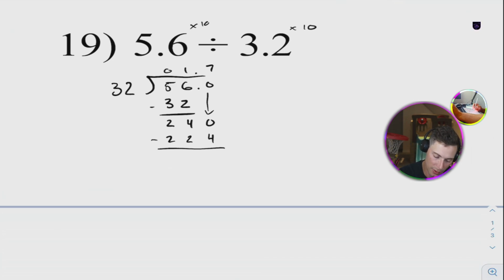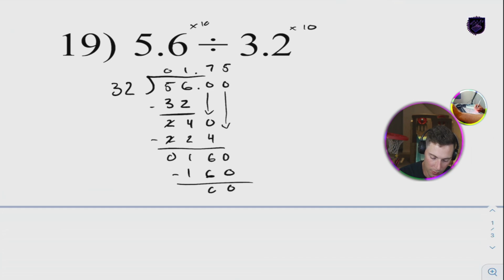Okay. Let's do that subtraction here. So that's going to be 0. Let's go 40 minus 24 is going to be 16. 16, we're going to need another 0. We're going to drop that down. 160. That's it. 160, 0. Answer is going to equal 1.75.